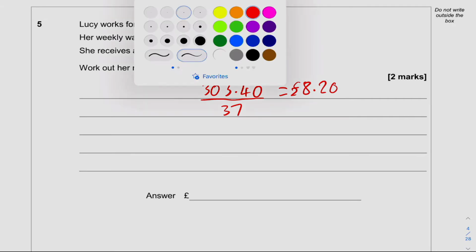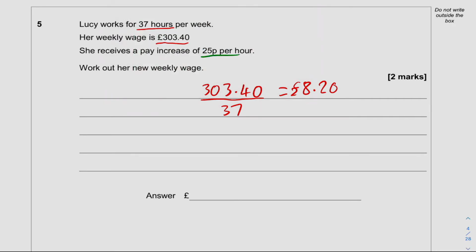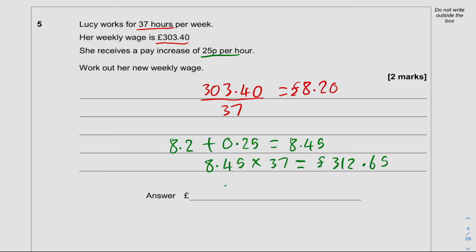and she's then earning an extra 25p, so we do our £8.20 or 8.2 plus 25, but I nearly made that mistake then, it's not actually 25, as it's 25p, it's 0.25, and this is equal to 8.45, and then we do our new hourly rate, £8.45, multiplied by the hours per week, which is 37, and when we do this, we end up with £312.65.